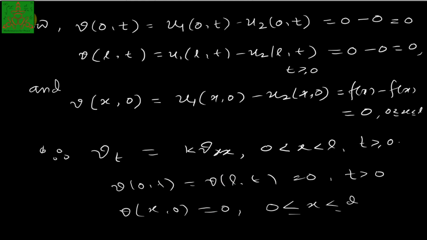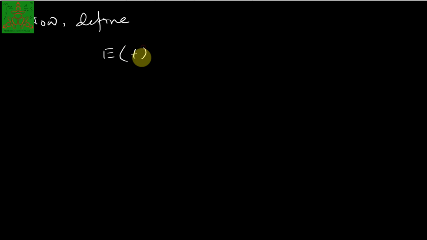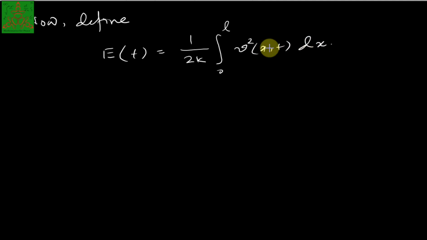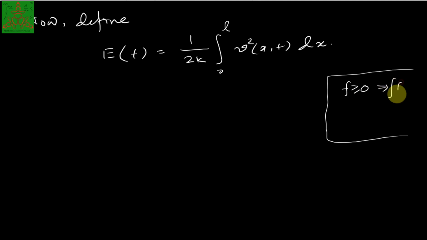Now let us define one more function, E(t), defined as 1 upon 2k times the integral from 0 to L of v squared (x,t) dx. First we should observe that v squared is greater than or equal to 0. We already have a result in Riemann integration that if f is greater than or equal to 0, then the integral is also greater than or equal to 0. According to that result, E(t) is greater than or equal to 0 for every t, and this is also a differentiable function with respect to t.